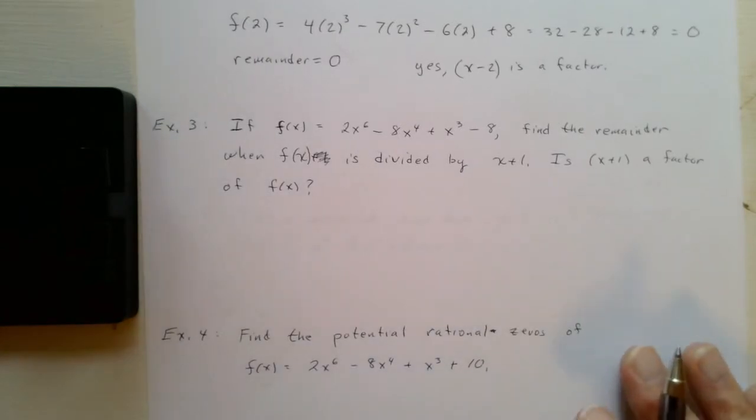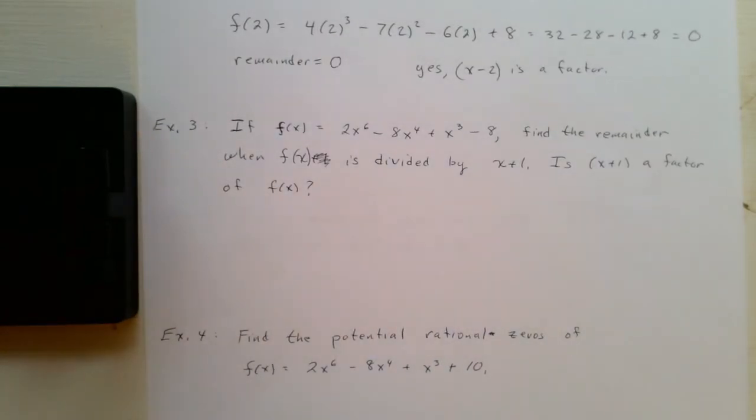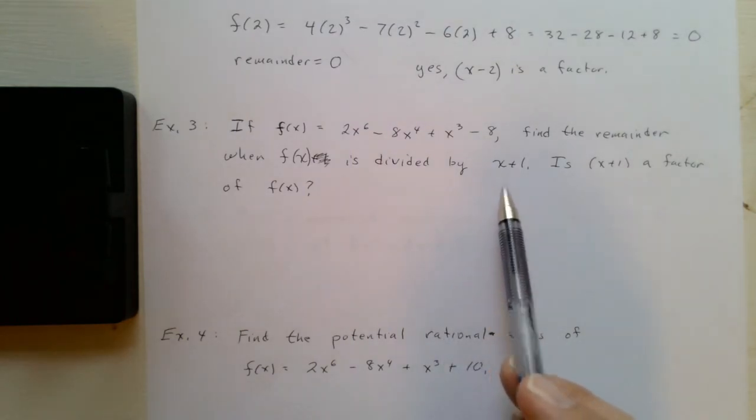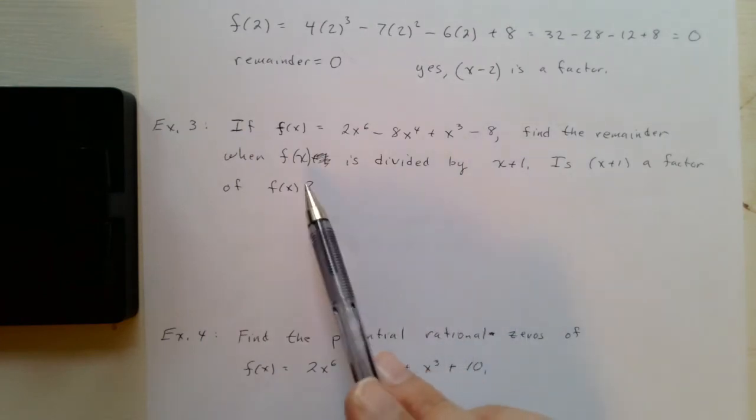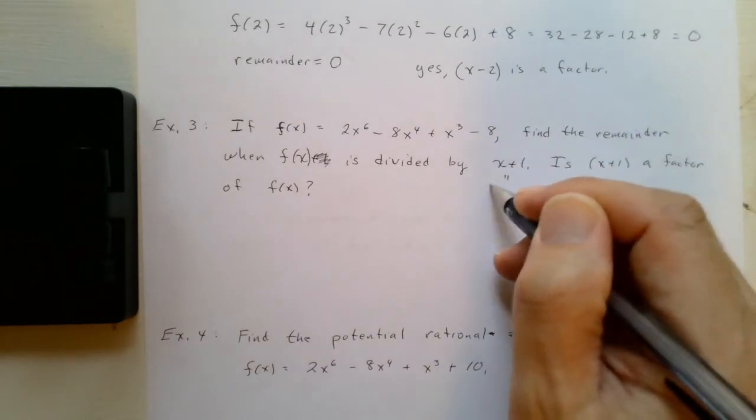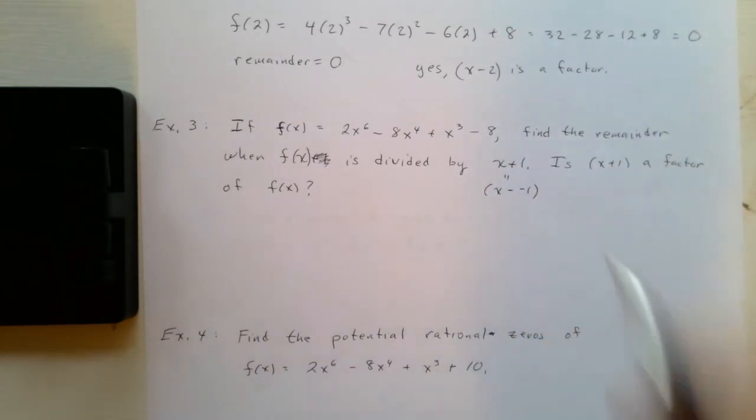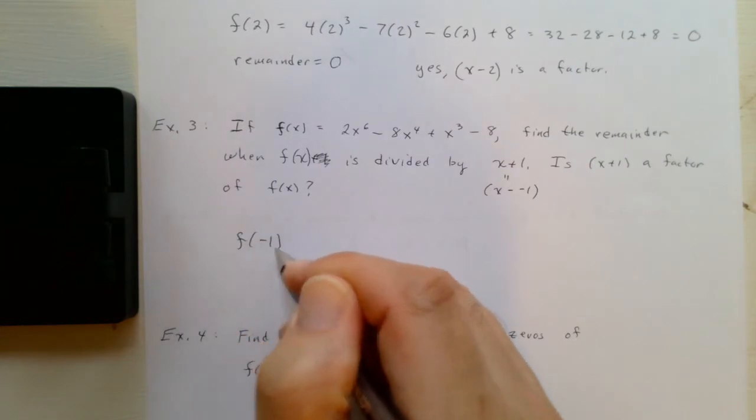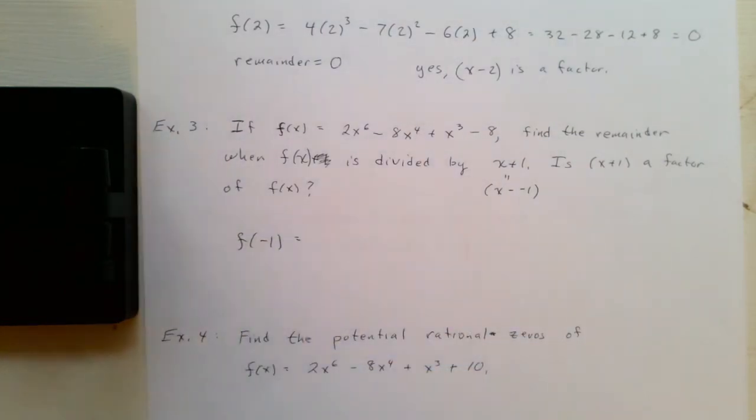Let's do the next one. Why don't you pause the video and do this yourself? Almost the same question, or basically it is the same question. You want to find the remainder when f of x is divided by x plus 1. Now this is the same thing as saying x minus negative 1, so the c in this case is negative 1. So we want to compute f of minus 1, and that will be the remainder.